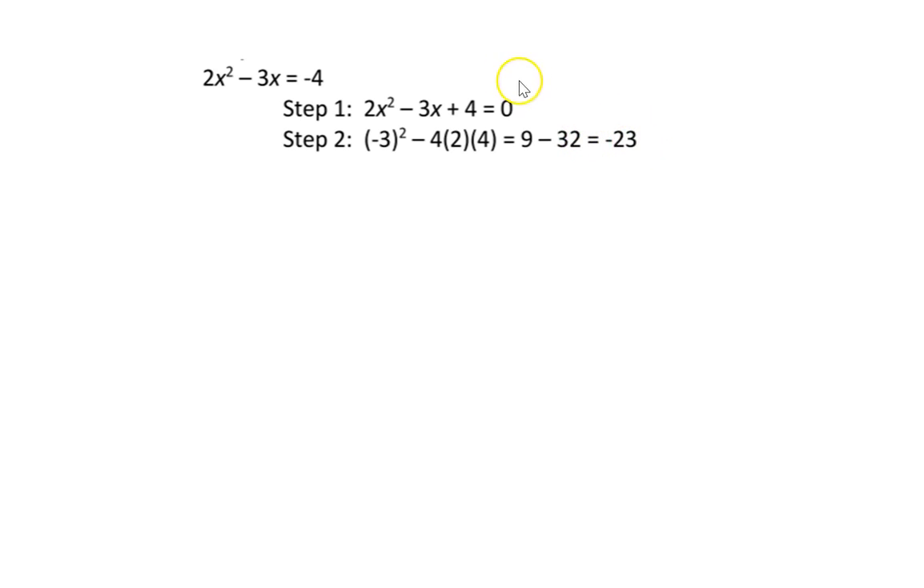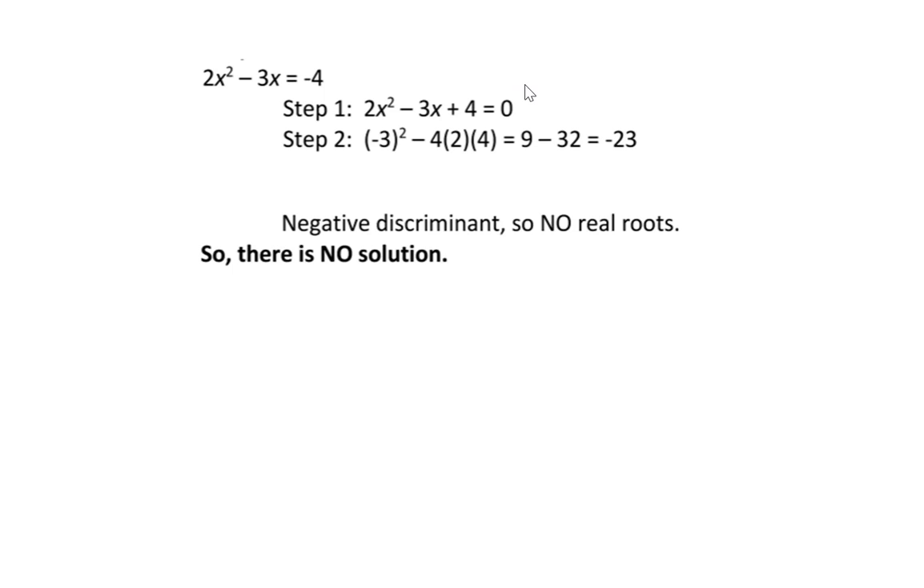In this case, the discriminant is negative, so therefore there are no real roots. There's no solution to this quadratic equation. There is no value of x that will make this equation true. Nothing. We know that because the discriminant of this quadratic equation is a negative number, and there is no real square root of a negative number.